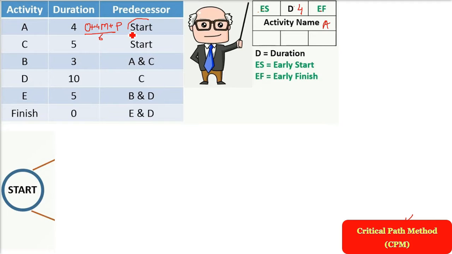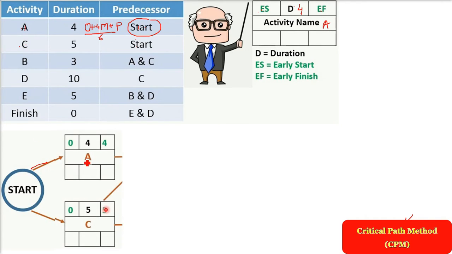There is no predecessor, there is no activity before A and C. So we'll start with Start, and there will be 2 arrows from Start, one to A, one to C. This is actually a flow. So you're writing A and C in between. And what are the days? Duration 4 and 5. You're writing just above it. Like this, for A it is 4, for C it is 5.